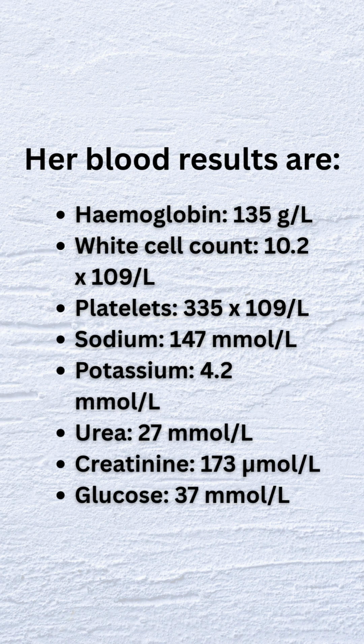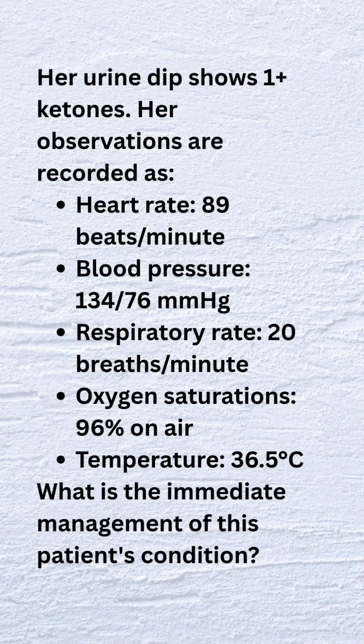Her blood results are hemoglobin, 135 grams per liter. White cell count, 10.2 by 10^9 per liter. Platelets, 335 by 10^9 per liter. Sodium, 147 mmol/L. Potassium, 4.2 mmol/L. Urea, 27 mmol/L. Creatinine, 173 μmol per liter. Glucose, 37 mmol/L. Her urine dip shows 1+ ketones.